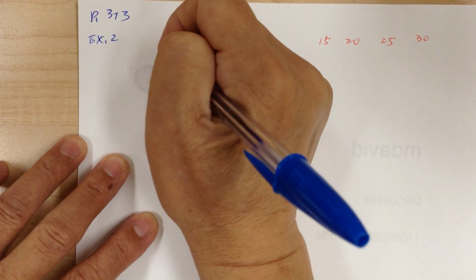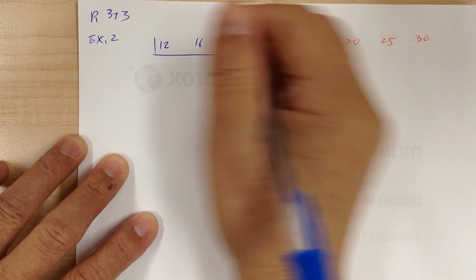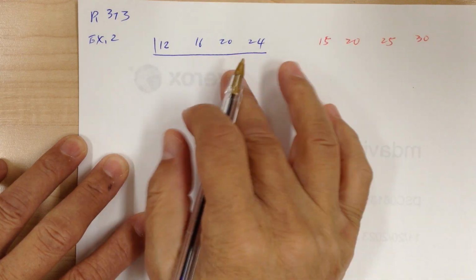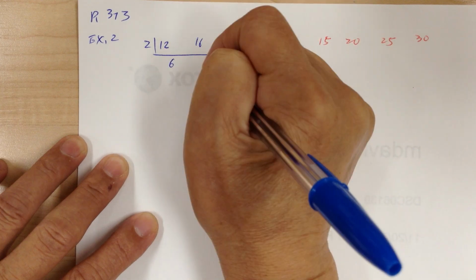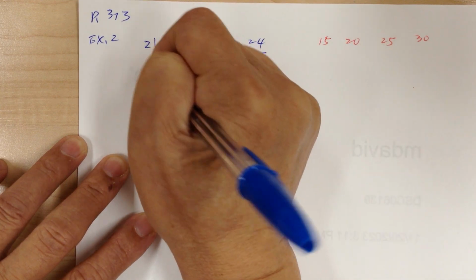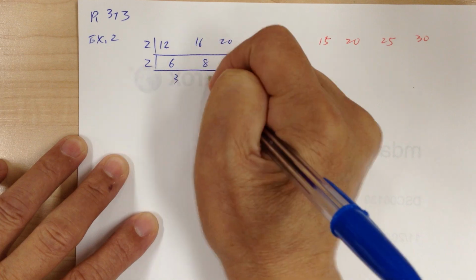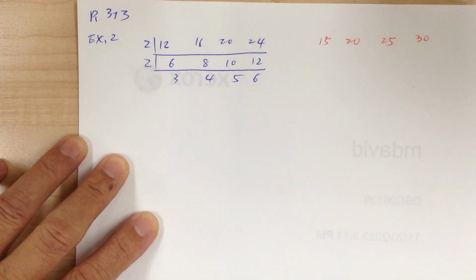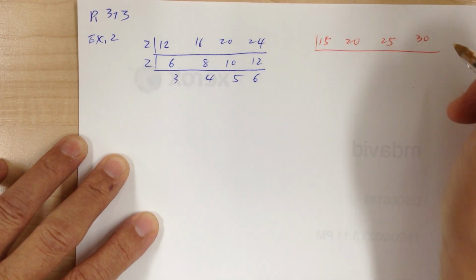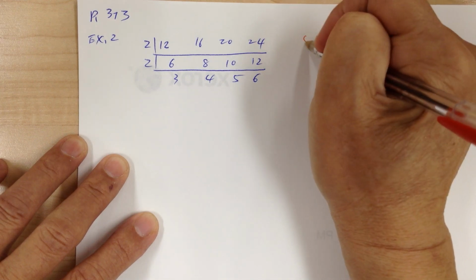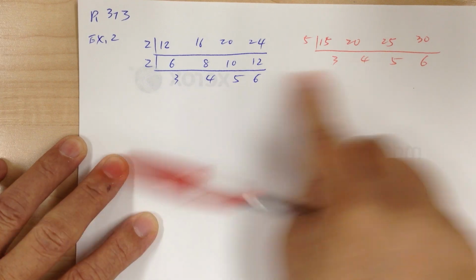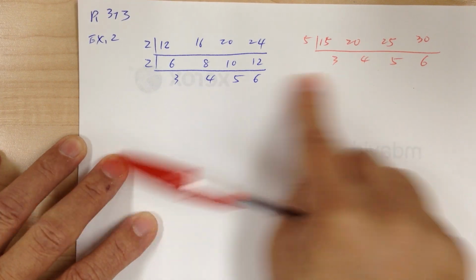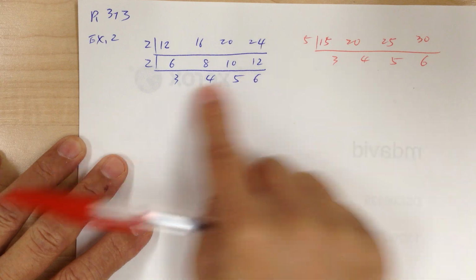For this one, there are multiple 4s, so you can factor them out. Now, if you cannot see the 4, it's okay to divide by 2 first. So you've got 6, 8, 10, 12. And you can divide by 2 again. So you get 3, 4, 5, 6. For this one, all these are multiples of 5, so you can divide by 5. So you've got 3, 4, 5, 6. So you see that, from here, they're all matching exactly.